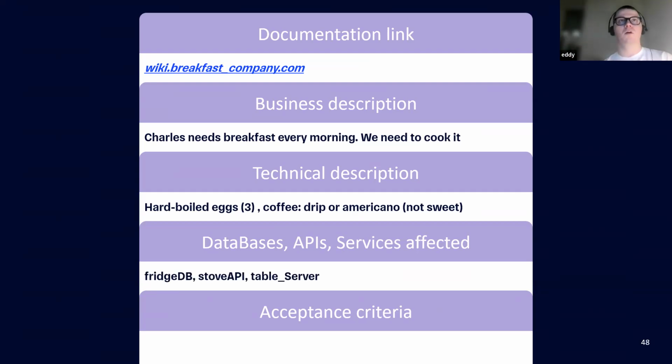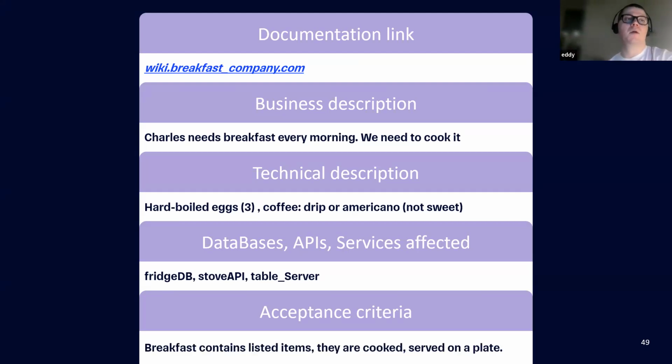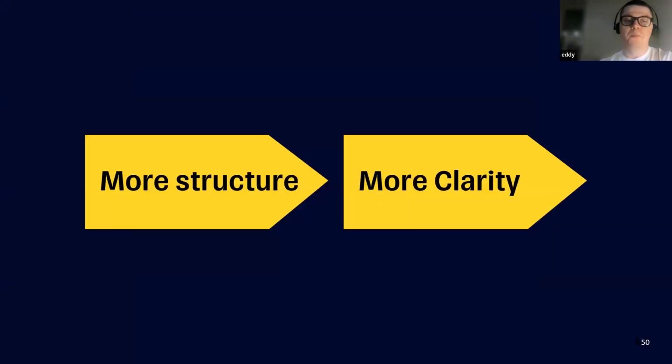Then databases, oh, I'm sorry, there's something with the screen. Is it okay? Yeah, I think it's fine. So databases, here we'll list every API or database or services that are involved here. It will help both the developer and the quality assurance engineer to know where to look. And the acceptance criteria. Breakfast contains listed items. They are cooked and served on a plate. Again, just a little structure, but it adds a lot of value, because if we have more structure, we have more clarity, more understanding of the task and the required result.